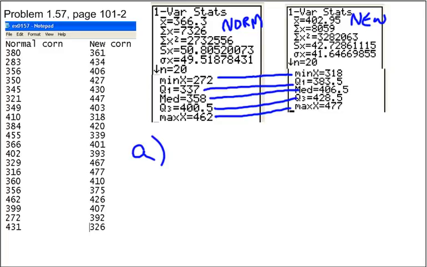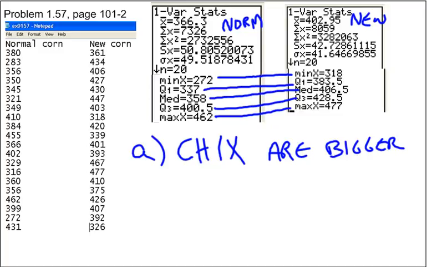So what does this mean? This means the chickens fed with the new corn were bigger at every point in the distribution than the chickens fed with the normal corn. So you would write some sentences about every level being higher, and the chickens are bigger on the new corn. So that's part A.